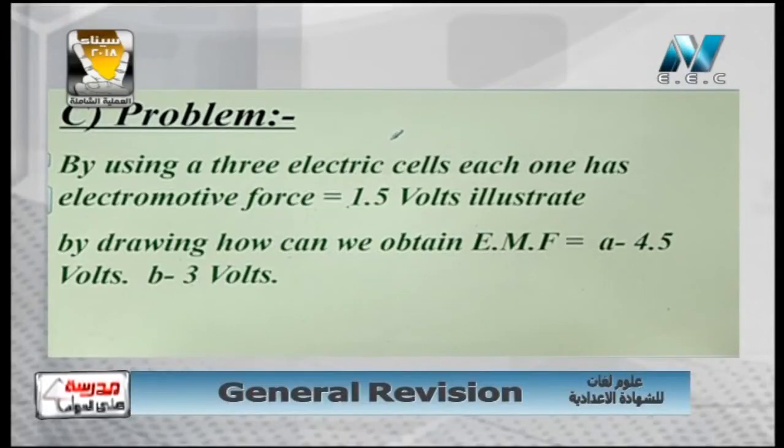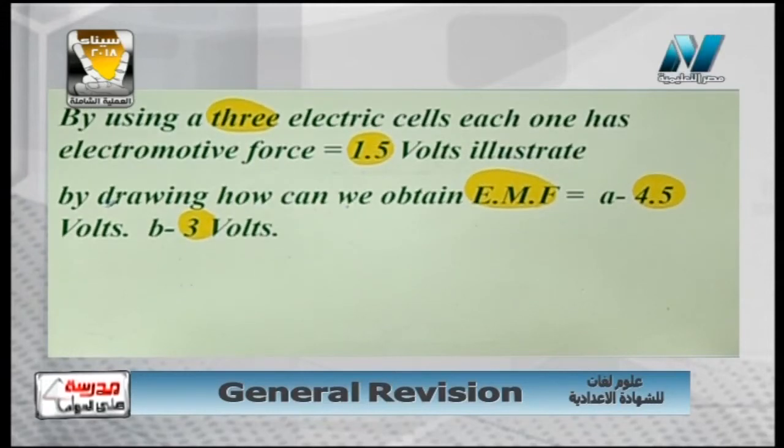Let's go to complete with the next type of questions, as here we have, زي ما احنا شايفين قدامنا كده, problem. By using three electric cells, we should remember we have here three electric cells. Each one has electromotive force equal 1.5 volts. Illustrate by drawing. بيقول لي اشرح بالرسم. How can we obtain electromotive force equal number A 4.5 volts, طبعا, number B 3 volts. As we have to illustrate by drawing, we should answer by using the electric cells drawing.